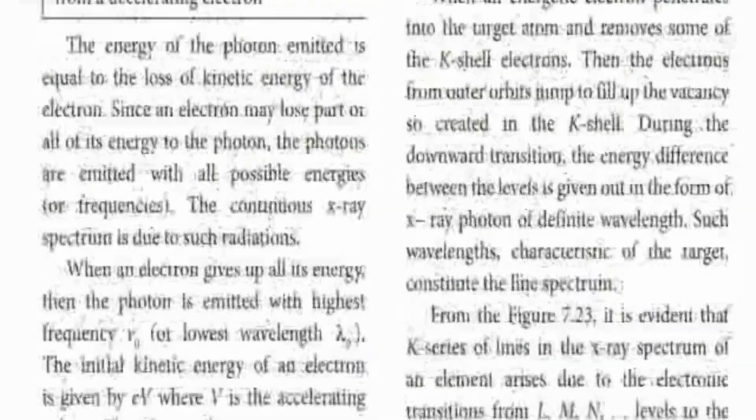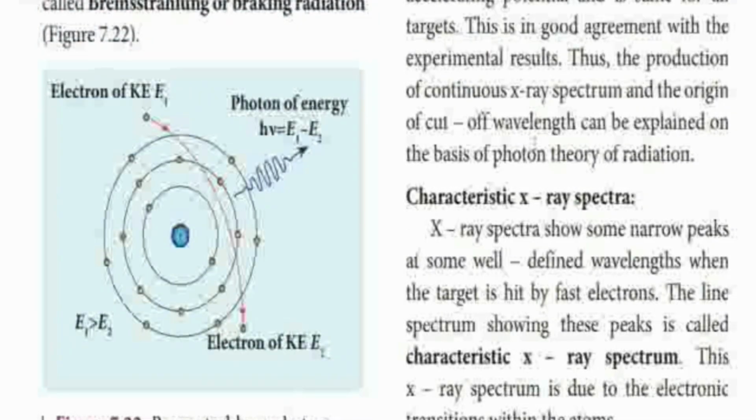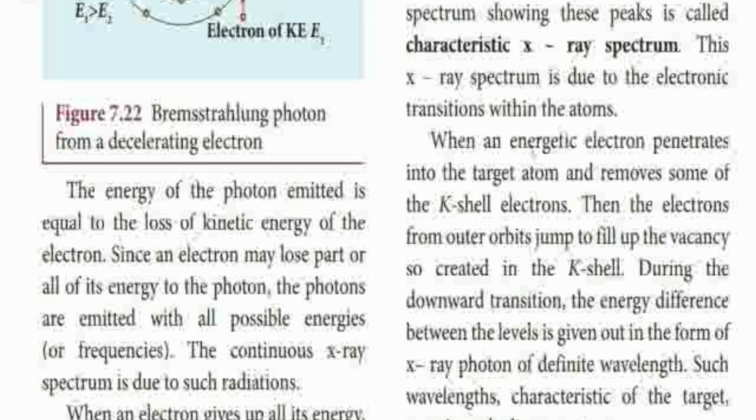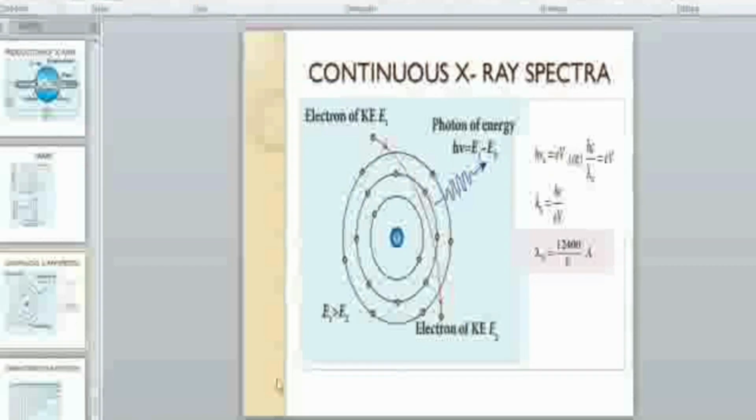Continuous spectra, we have completed that. Now we are going to see why those two peak values occur. That was the continuous X-ray spectra.